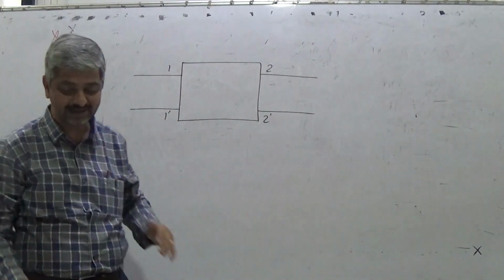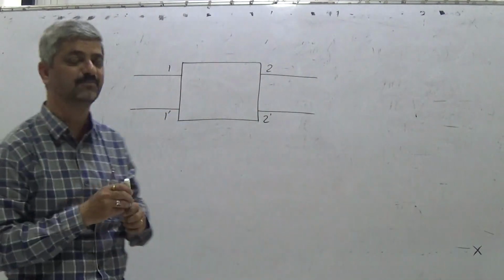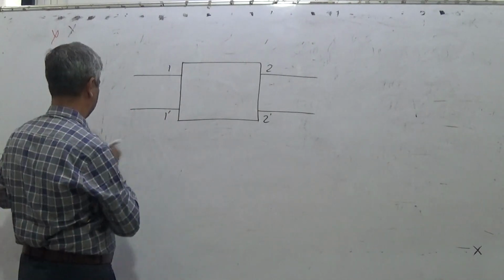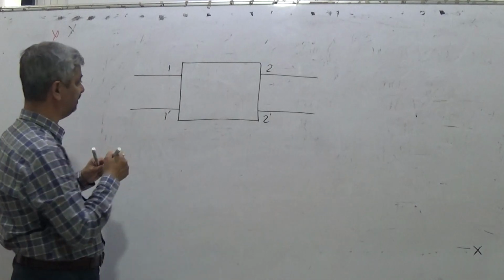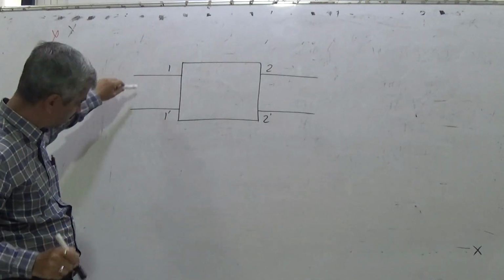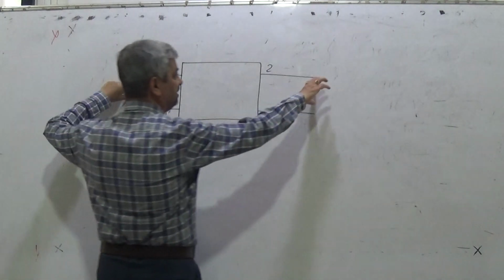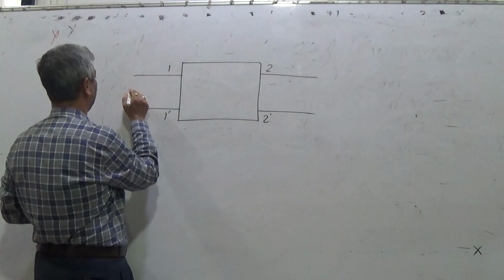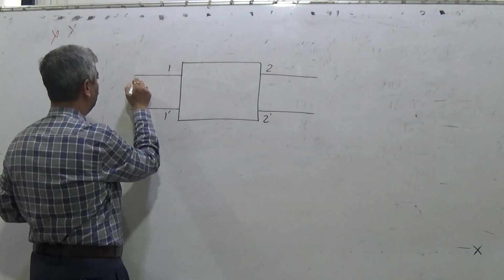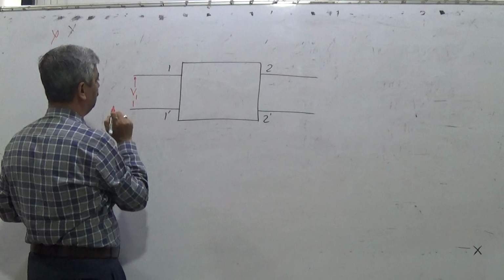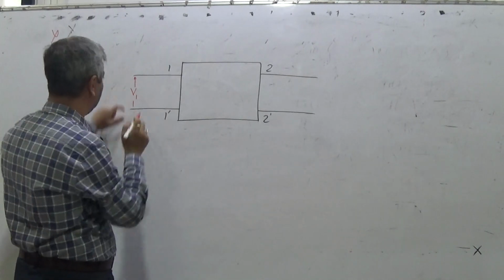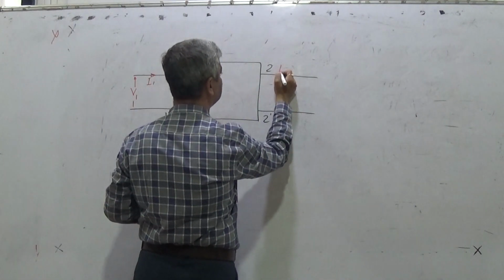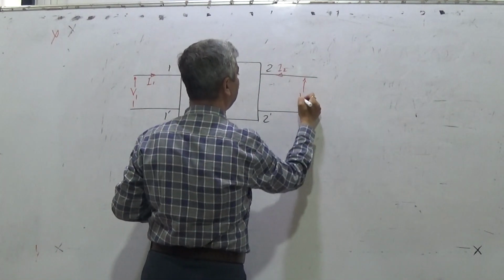Where the voltage is measured from. We can see these are two terminals. We can connect voltage here, we can connect voltage here, whatever we want we can do. The voltage here is V1, current here is I1, current here is I2, and voltage here is V2.